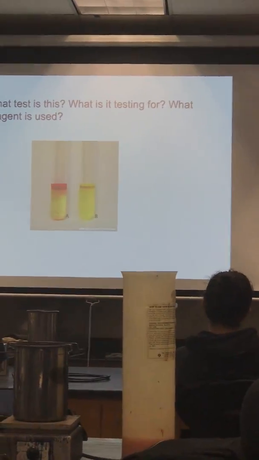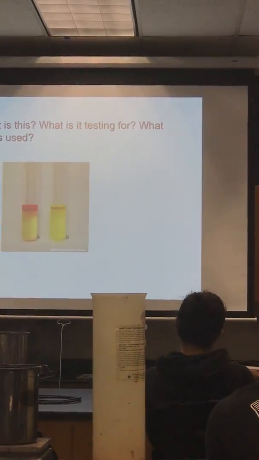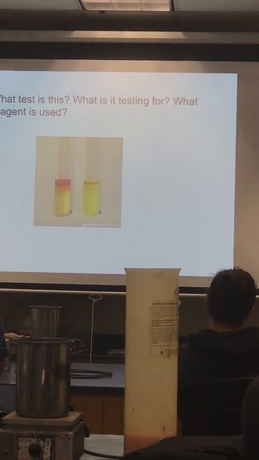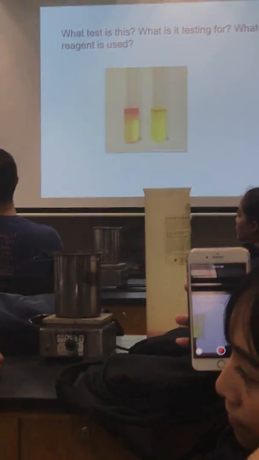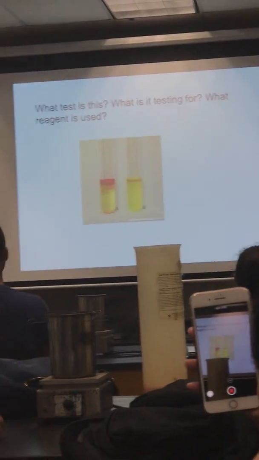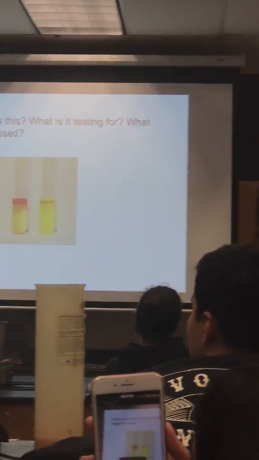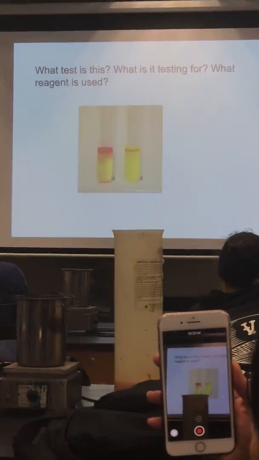Sorry about that. Okay, so what is it testing for? It's testing for indole, but what is that testing for? If indole's present, the organism can utilize tryptophan as a carbon source, because the organism produces tryptophanase. That's the enzyme, if I ask you what enzyme, okay? And the reagent that's used, Kovacs reagent.